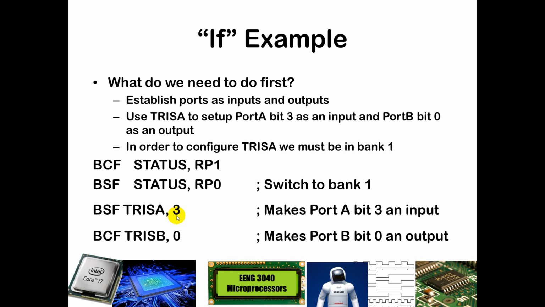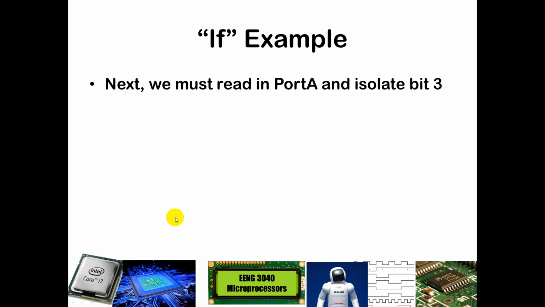And then we're also in the same bank to access TRISB, and what we want to do there is clear bit 0 of the TRISB register. That's going to set up our output there, so that in port B bit 0 we now have an output that can indicate what value we've got coming in on our input. Then after we do that, we want to go ahead and read in what's going on port A.